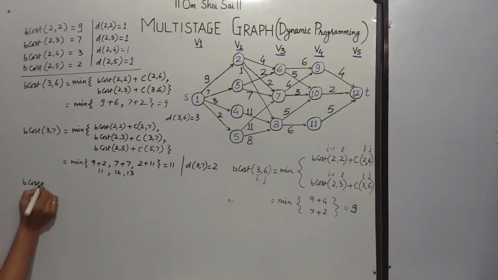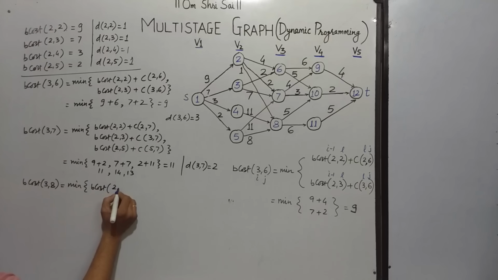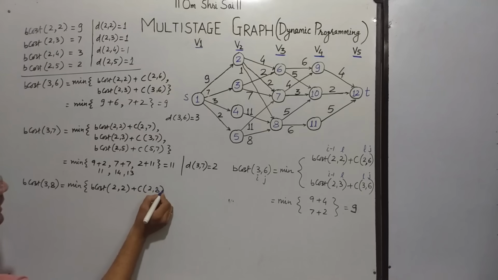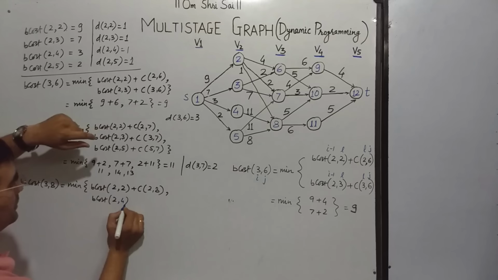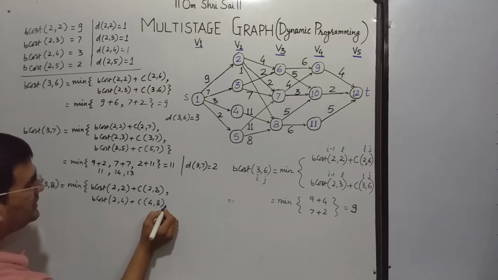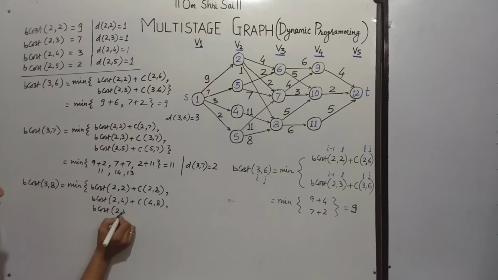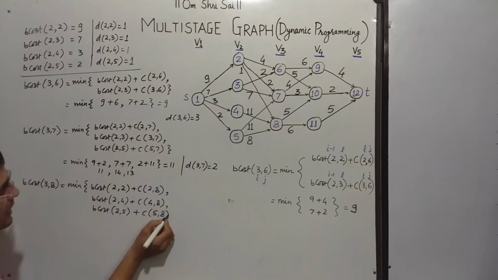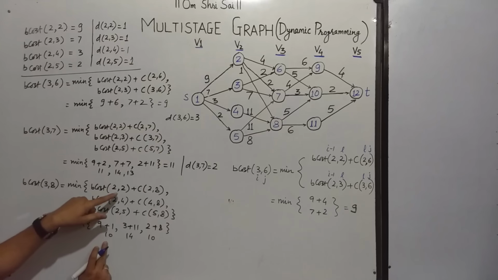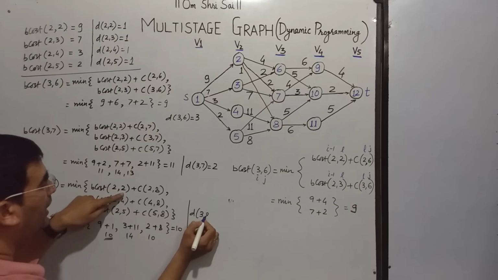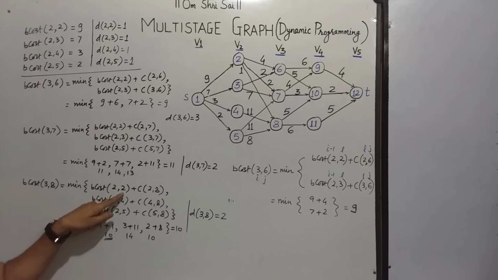B cost of 3, 8. Minimum of B cost of 2, 2 plus c of 2, 8. B cost of the second stage's fourth vertex plus c of the fourth vertex to the eighth vertex. B cost of 2, 5 plus c of 5, 8. We can take any value. So let us take this value, and this is due to the second vertex. d of 3, 8 is equal to the second vertex.